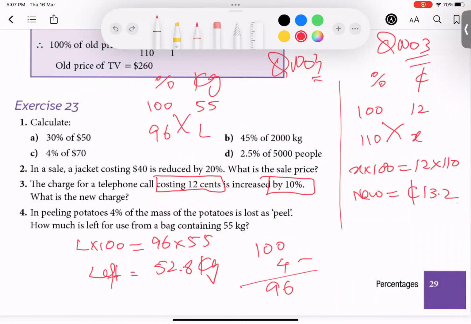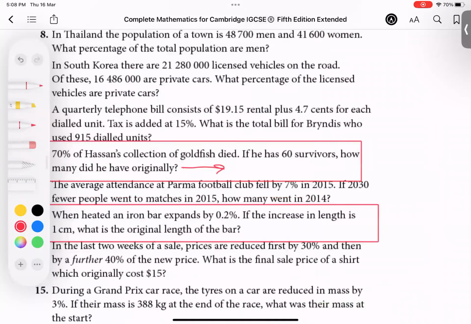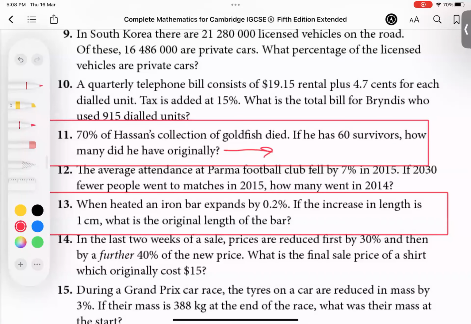And now I'm going to the next page. Yes, students, I think so. We should try these two questions, number 11 and number 13. And be attentive, please. In number 11, he is asking about the original, and make sure when it asks for the original, in front of 100 percentage, put a question mark. This is the X. This is very important. Even here, what is the original length of the bar? Same, in front of 100%, put X. I hope you got my point. So take your time. Try number 11 and number 13. Hurry, please.